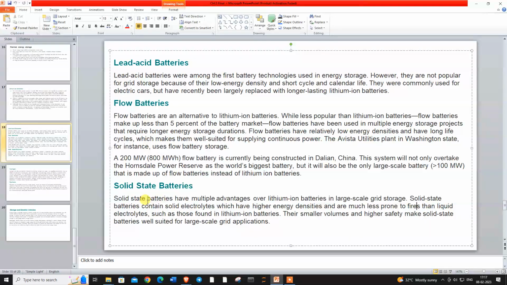Okay, in case of lithium ion batteries. Now also the size of these solid state batteries is smaller, and they are highly safer. So this makes the solid state batteries well suited for large scale grid application. But as a disadvantage, the cost of these solid state batteries is more expensive than the lithium ion battery technology because it is very less developed.